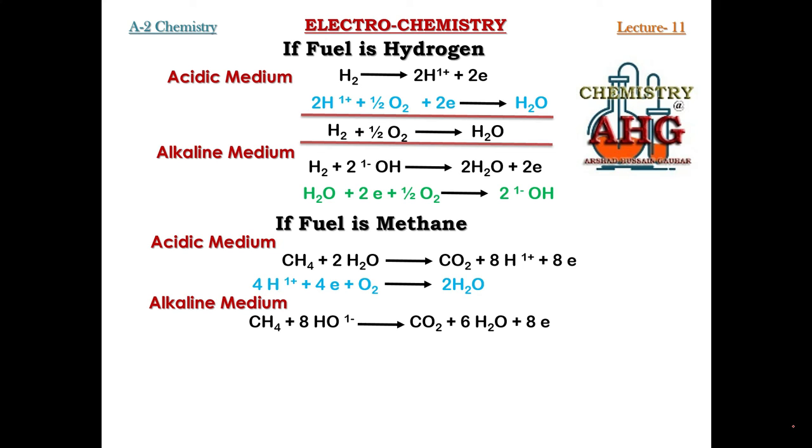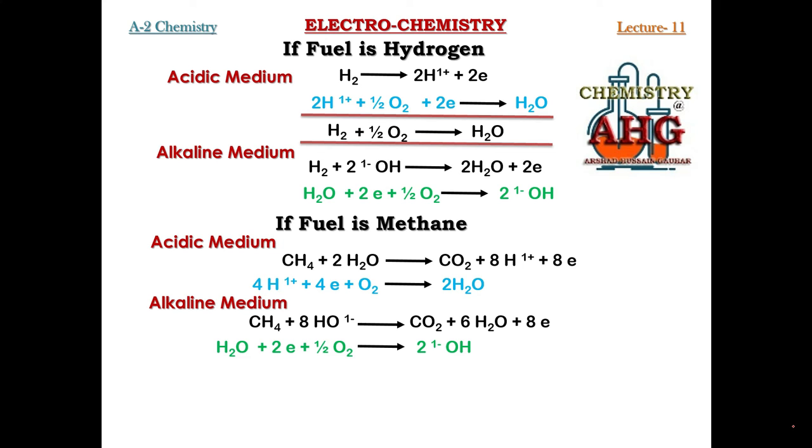Now at the cathode, this time the equation will be changed. Why? Because the medium is alkaline. So what you will have to do now, you will have to use water and electrons. Water and electrons, they will combine with oxygen to produce hydroxide ions. Look, this equation is exactly identical to the equation we wrote when the fuel is hydrogen for the alkaline medium. Now if you wish, you can make its net redox equation, that is not a problem.